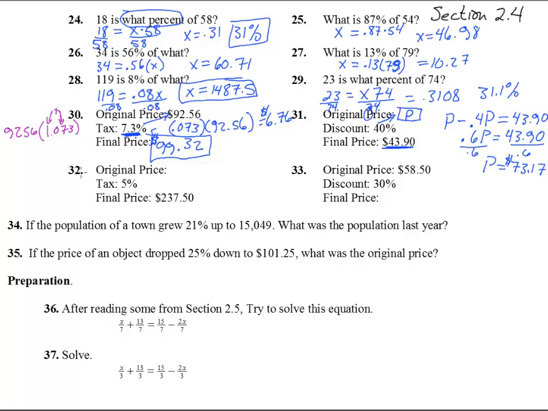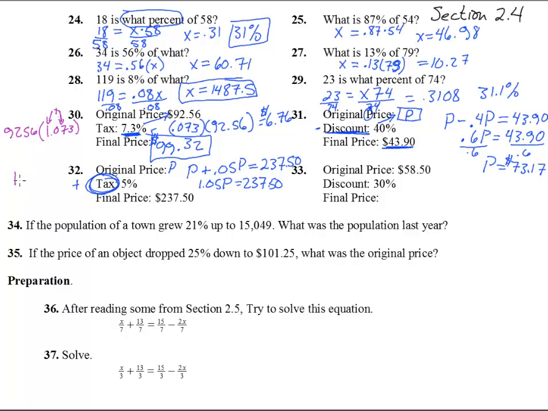Good. Here's number 32. Again, we're missing the original price, so we're going to put a P there. Tax. Now look at this, tax. This is going to be an addition, whereas discount was a subtraction. So we take the price plus 0.05 of the price equals our final, 237.50. We can combine these together. 1p plus 0.05p is 1.05p equals 237.50.